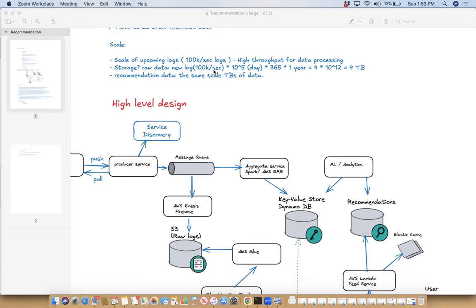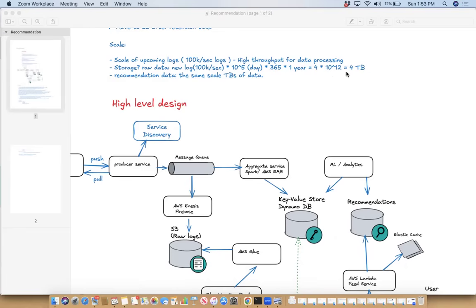New data, new log coming. So if you multiply this by 10 to the power of 5, which is the number of seconds in a day, and then multiply it by 365, which is the number of days in a year, and then we only want to keep it for 1 year, so it'll come up to 4 terabytes of data. This is 4 terabytes of data for raw data for 1 year.